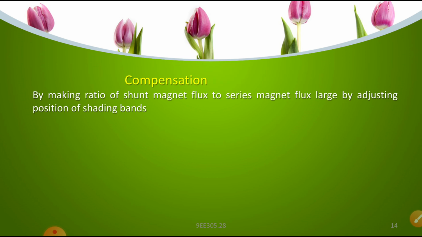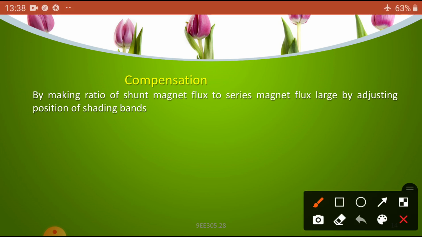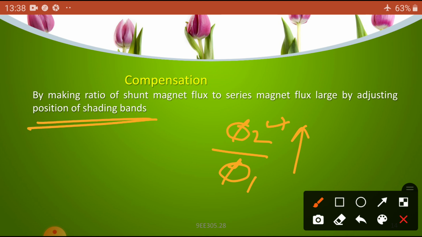What are the remedies? By making the ratio of shunt magnet flux to series magnet flux large by adjusting the position of the shading bands. That means here phi 2 by phi 1 should be made more. So how is it possible? By changing the shading band, the center limb shading band. Then whatever opposition takes place at the bearings and the register mechanism can be easily avoided with the help of this.